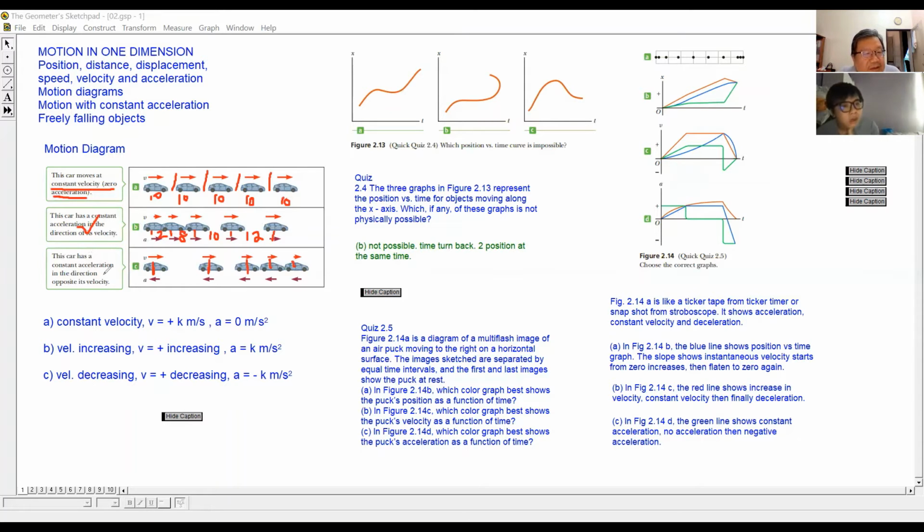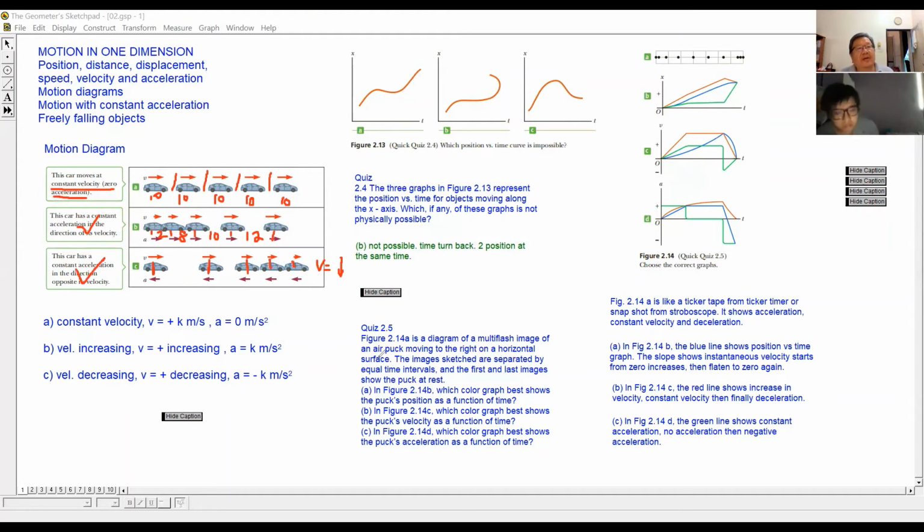Now in the last case here, what can you say about the velocity of the car? At first the space is very big, then the spacing becomes decreasing, less and less. What about the velocity? The velocity is decreasing. Yes, the velocity is decreasing. The velocity decreasing means deceleration or negative acceleration.